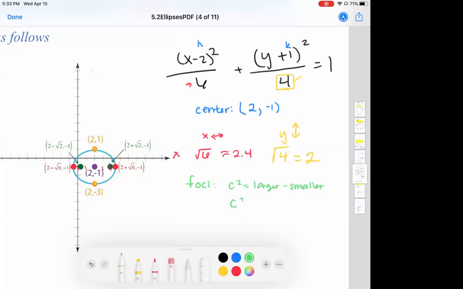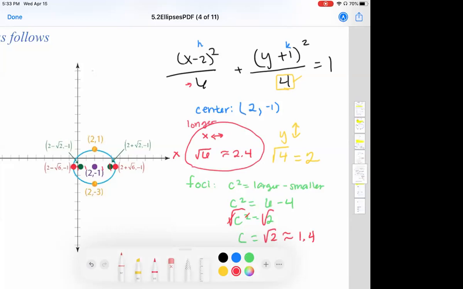All right, so c squared is made up of 6 is bigger, 6 minus 4, you get 2. C squared is 2. We don't want the square, we only want c, so we take the square root to undo that square. So we get square root of 2. If we punch into our calculator, it's about 1.4. So that means along the longer side, which was the bigger number, so this one right here is longer, we're gonna move 1.4 units.